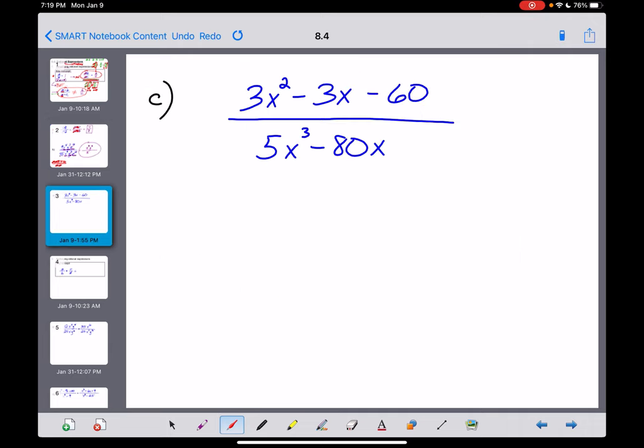And on to example C, this is probably the most important one. Basically, guys, this section can seem a little bit complicated, but there's really just 2 things you have to do to simplify these expressions. Number 1, we have to factor.